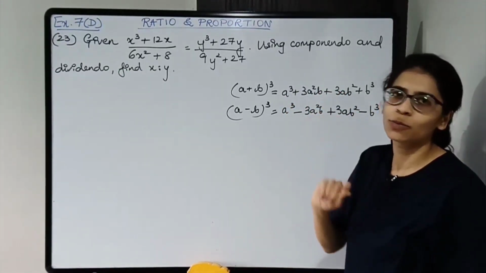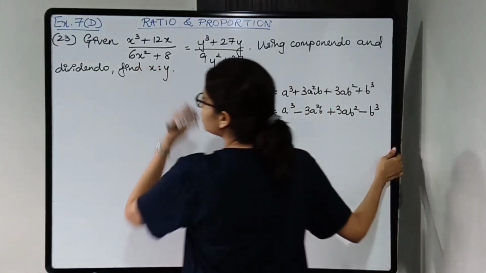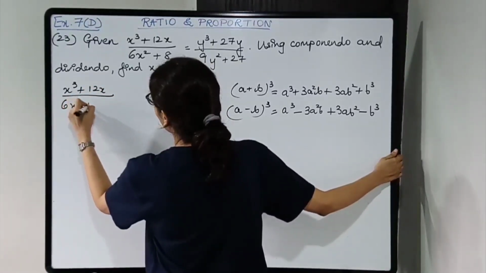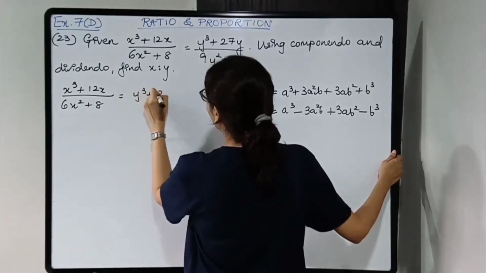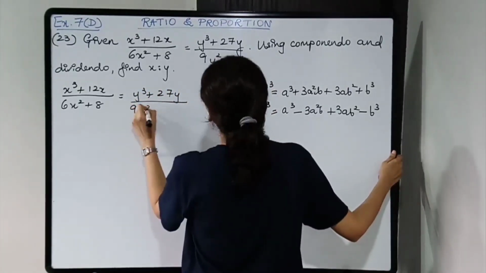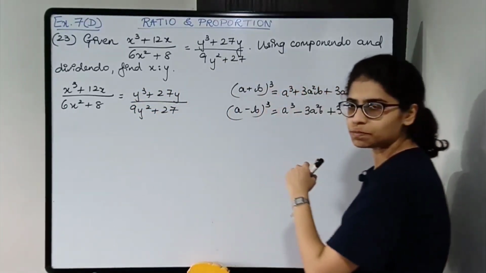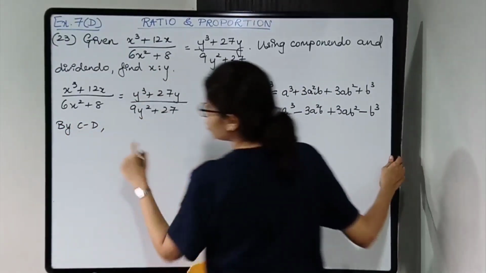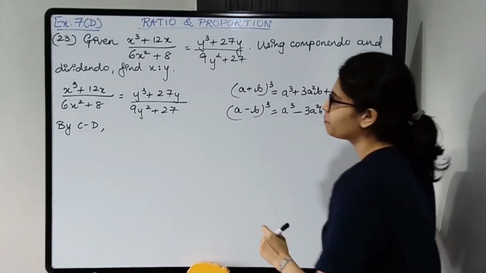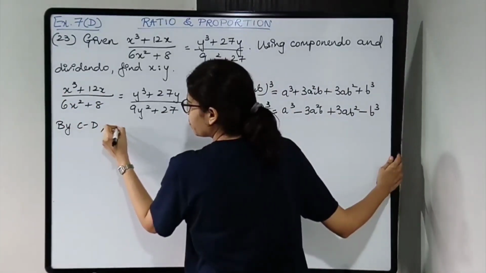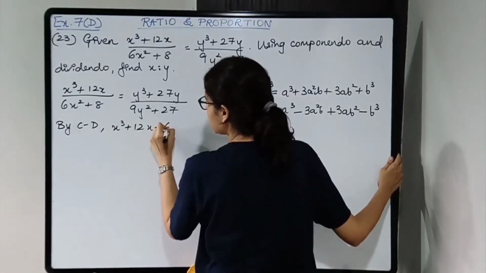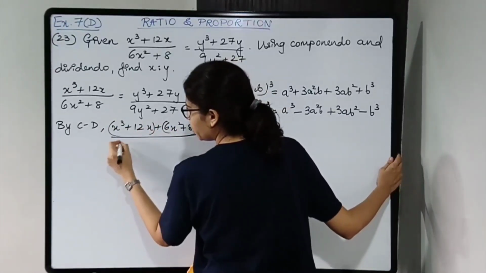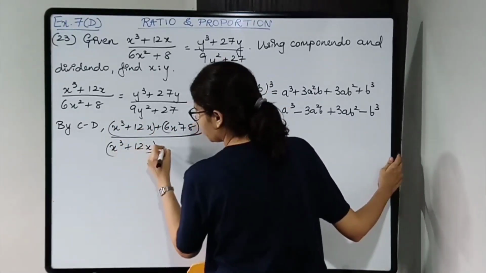Let's check by applying componendo dividendo. So write down the given first. x cube plus 12x upon 6x square plus 8 is equal to y cube plus 27y upon 9y square plus 27. Okay. Now applying componendo dividendo. By componendo dividendo, you'll write down the full thing. I'm not writing it down. Numerator plus denominator. So x cube plus 12x plus 6x square plus 8 upon numerator minus denominator.